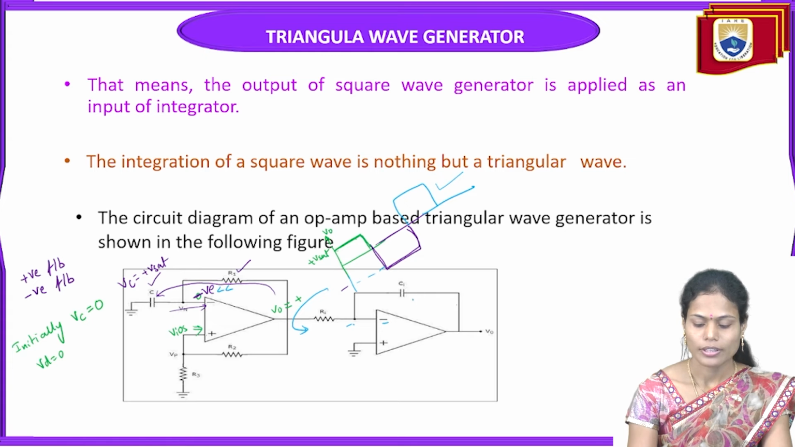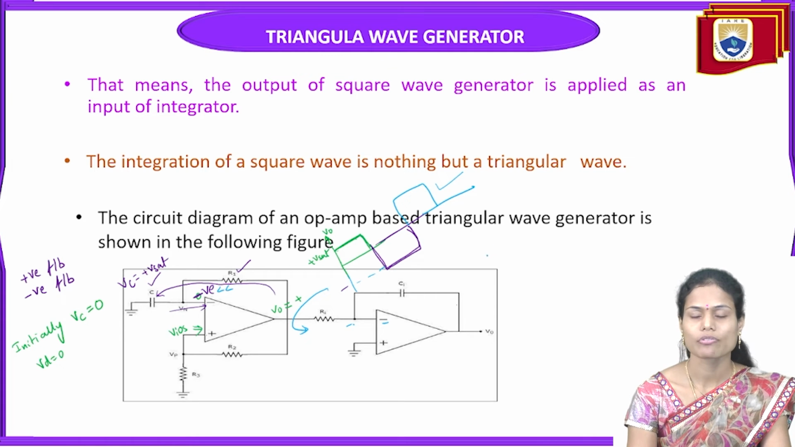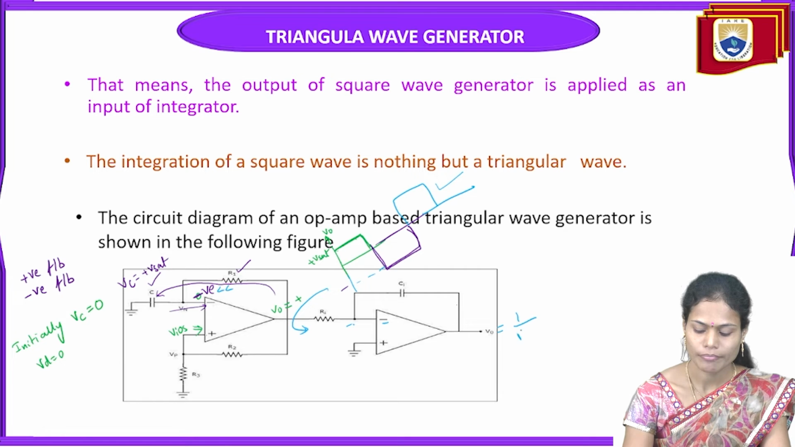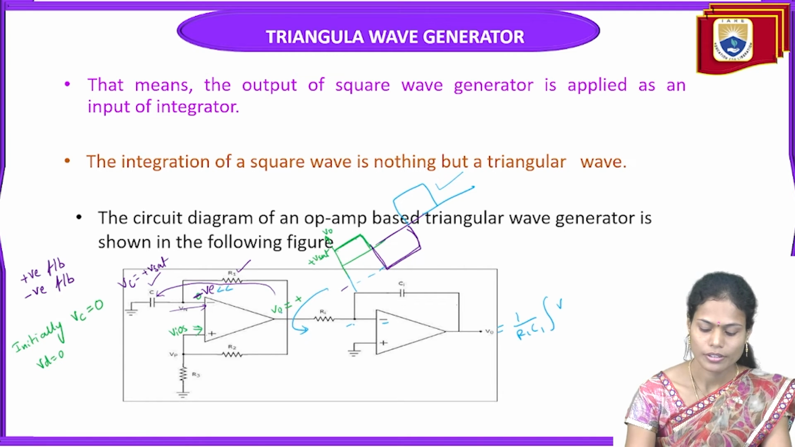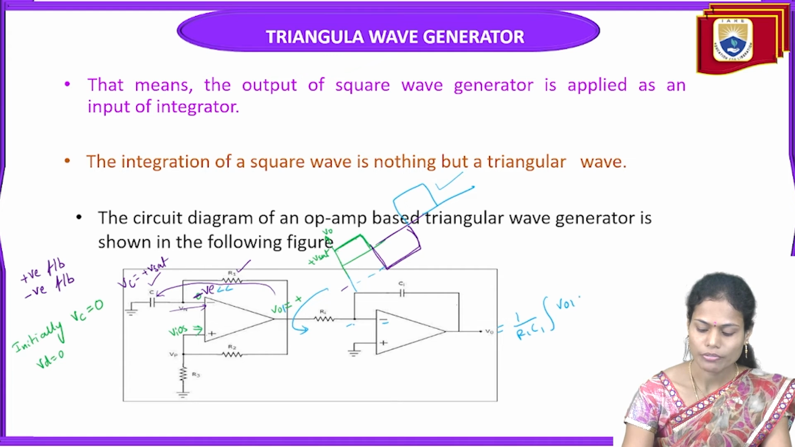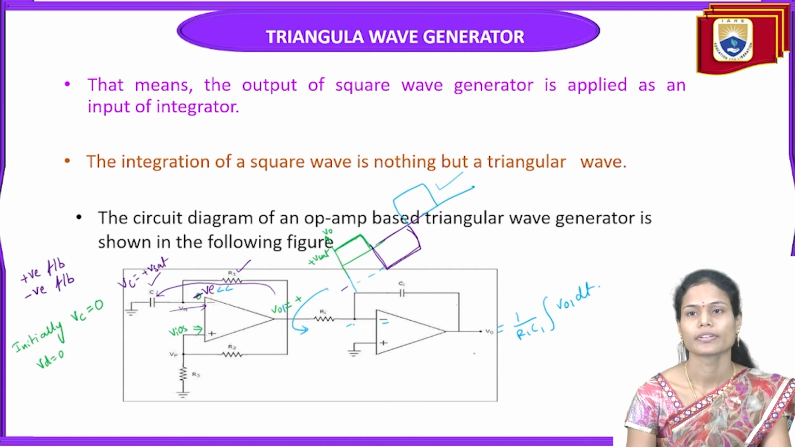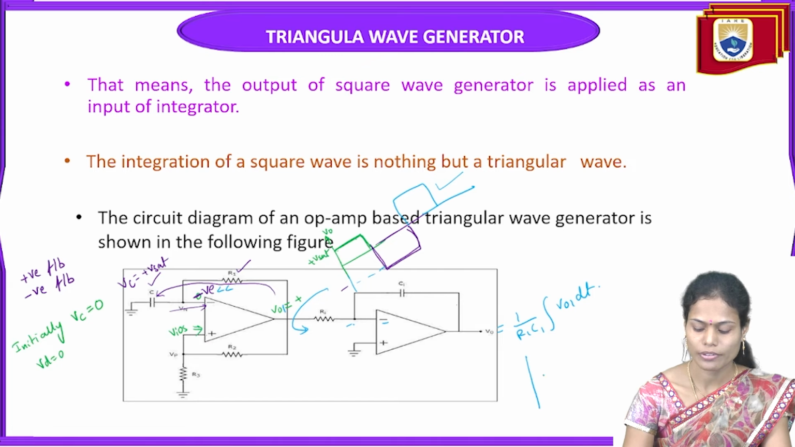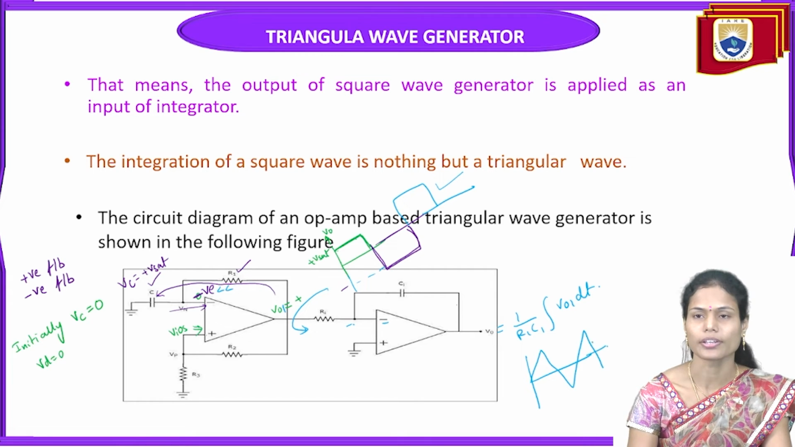So I have already mentioned that integration of the square wave signal will provide the triangular wave signal. Across here, V0 is equal to 1 by R1C1 integral of V01 dt. It is nothing but the output, and we will get it as a triangular wave signal here.